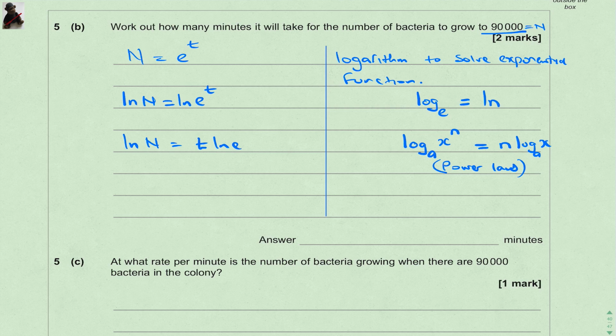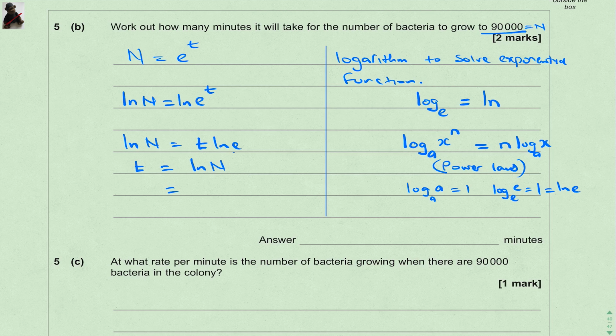Now, also a good thing to remember is log of a to a equals 1. In this case, log of e to e equals 1, which is also equal to ln e. And therefore, ln e is 1. So therefore, I have my t equals, because ln e is 1, 1 times t, that's t. So t equals ln n.